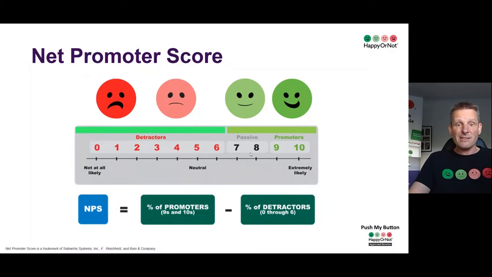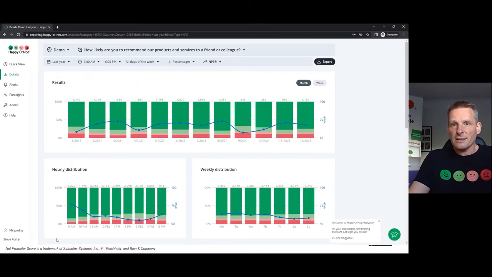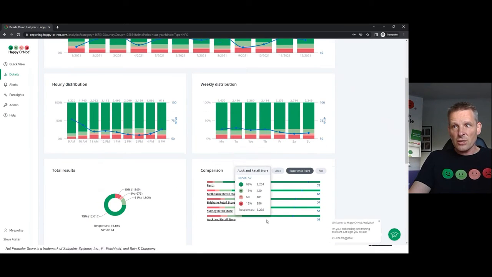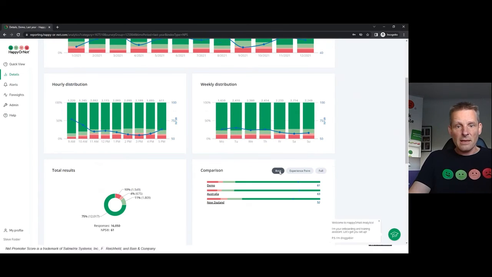And in the reporting service, it's extremely easy to see, as with everything with HappyOrNot. Let me just show you the reporting. As you can see in the reporting, I'm asking the question, how likely are you to recommend our products and services? I've selected the Net Promoter Score performance indicator here, and now I can see the blue line is my Net Promoter Score by the time period selected. And down here, I can see my Net Promoter Score by hour and by day of week, and by individual location, or by the hierarchy that I've set up in the reporting, in this case, Australia and New Zealand.